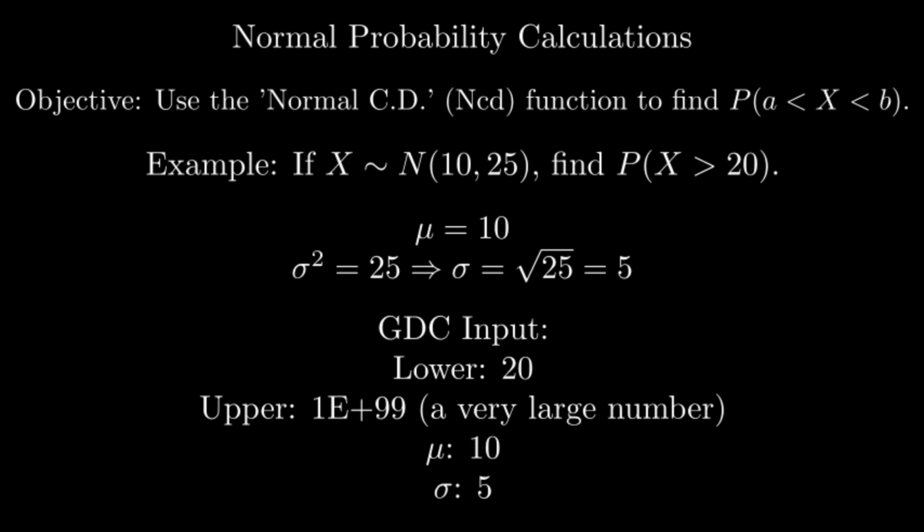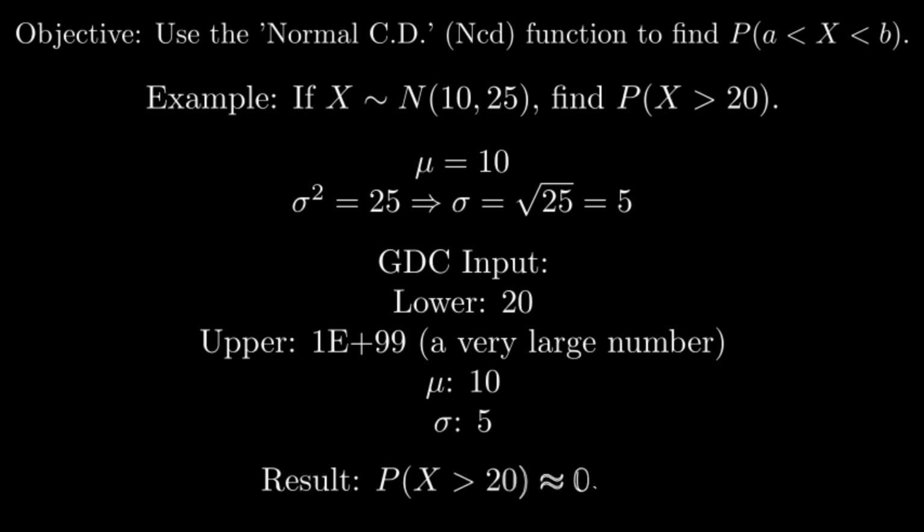Since we want the probability that x is greater than 20, our lower bound is 20. There is no upper bound, so we just put in a very large number to represent infinity, like 1 times 10 to the power of 99. Our mean is 10, and our standard deviation is 5. When we execute this, the calculator gives us the answer. The probability that x is greater than 20 is approximately 0.0228, or about 2.28%.